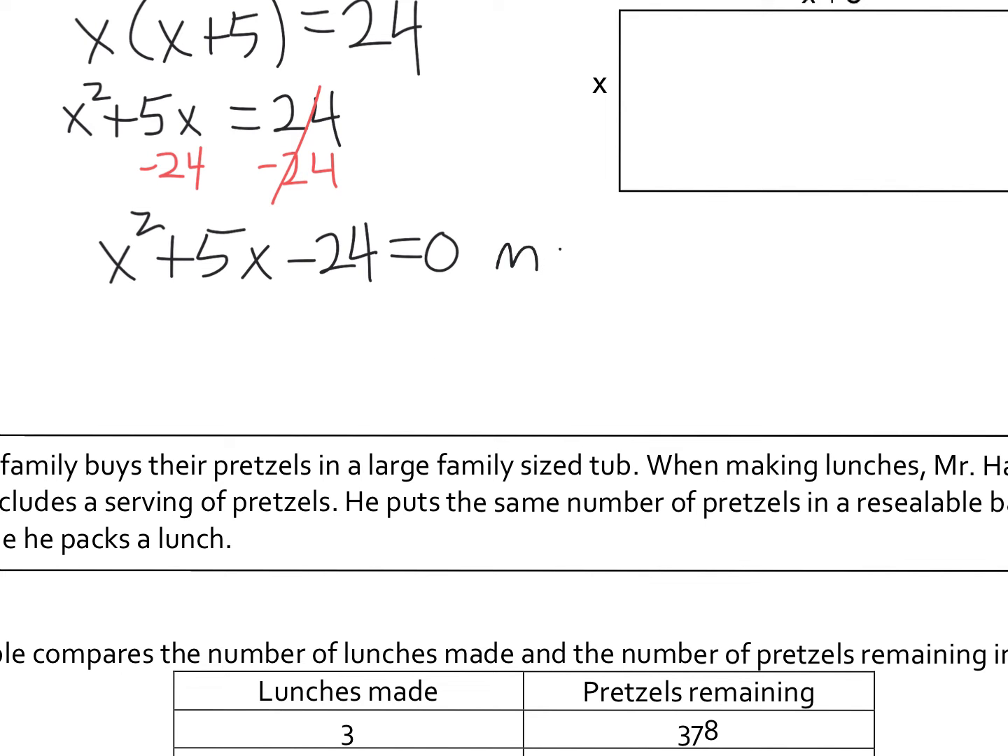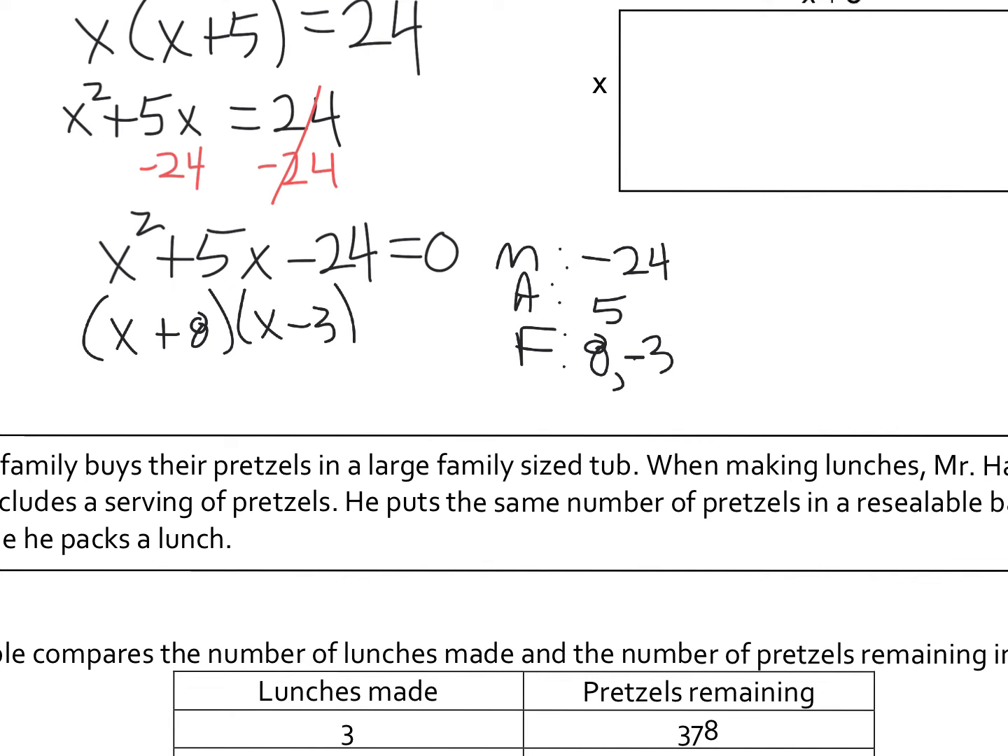So we have MAF: multiplies to be negative 24, adds to be 5. That would be 8 and 3. Which one's negative? We wanted positive 5, so we have to make the 3 negative. So I have x plus 8, x minus 3 equals 0. Now we set both equal to 0.